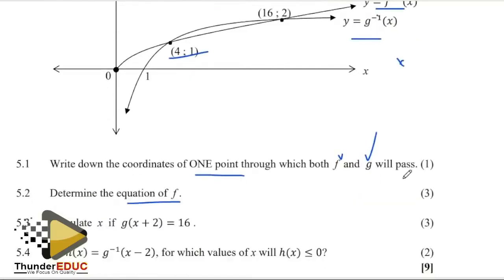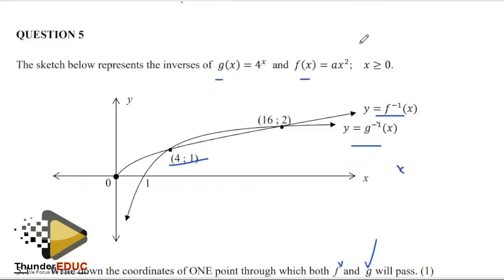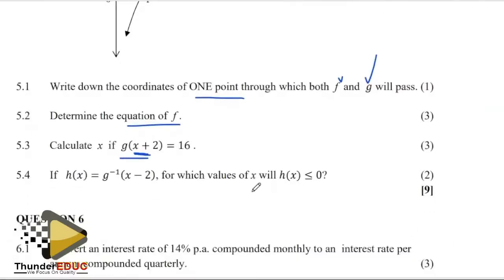Then equation of f, for you to get f, you need a set of points. Whenever you're looking for unknowns of any function, you need a set of points. If there are 2 unknowns, then you're going to need 2 coordinate pairs to get those 2 unknowns. Then calculate x if g of x, now x plus 2, this is a shift. The graph is being shifted 2 units to the left. And then we answer that as well. That is one paper.